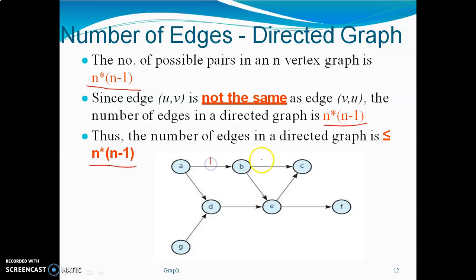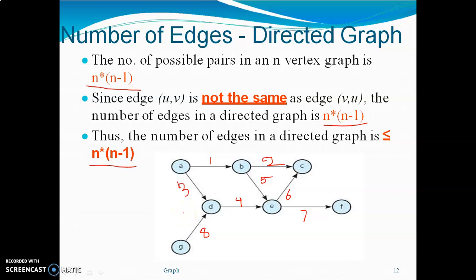There is one edge, and the second edge is B to C, and A to D is another edge, and D to E, and B to E, and there is another edge from E to C, and E to F is another edge, and G to D is another edge. There are only 8 edges.